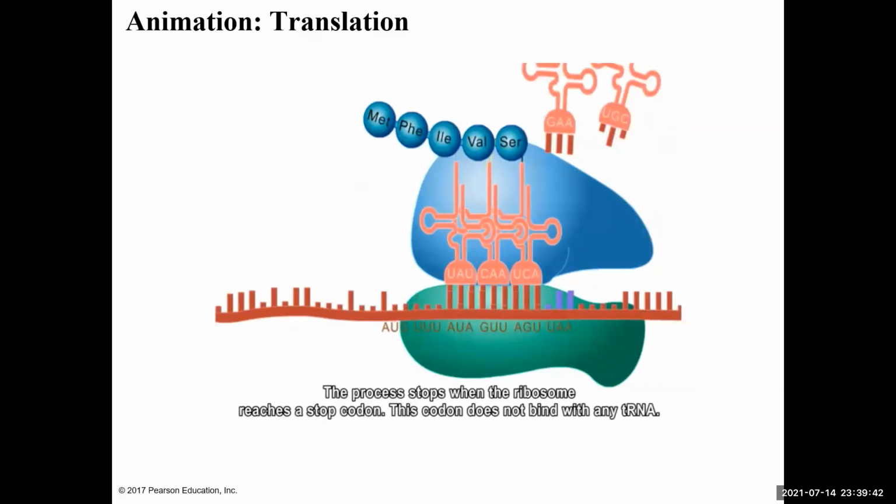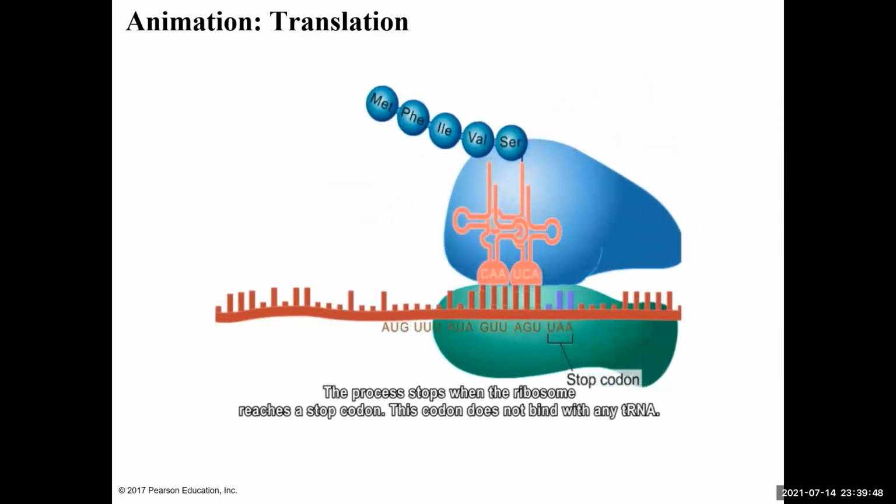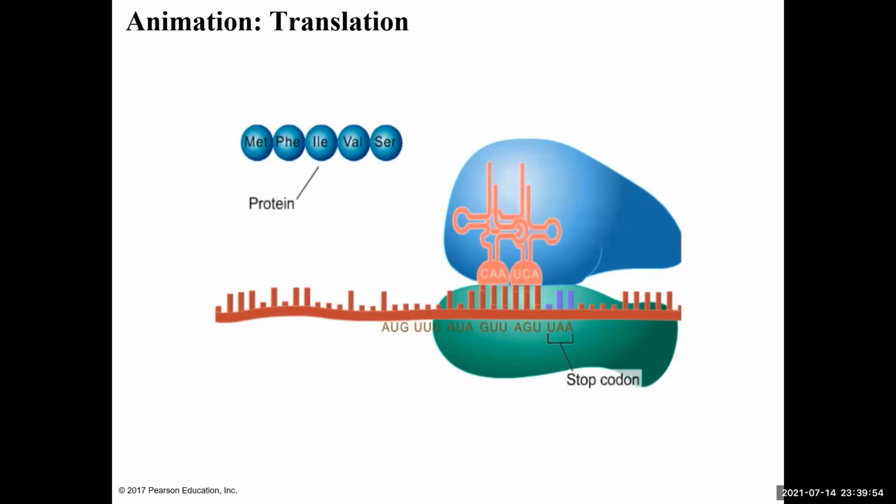The process stops when the ribosome reaches a stop codon. This codon does not bind with any tRNA. Instead, it signals to the ribosome to stop translation and release the finished protein.